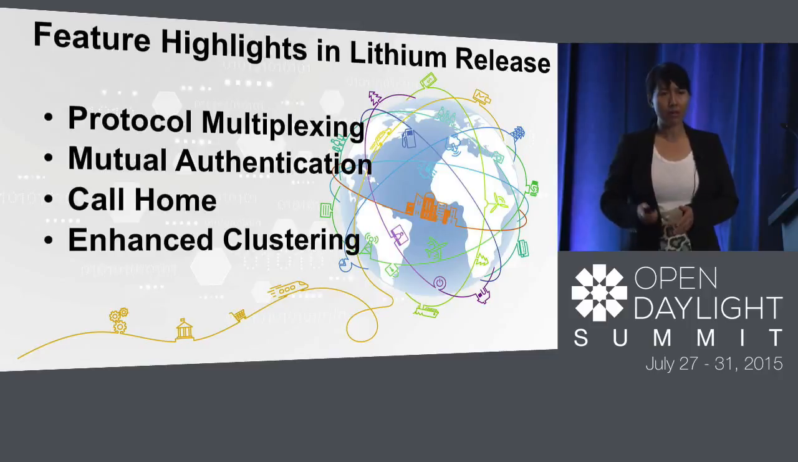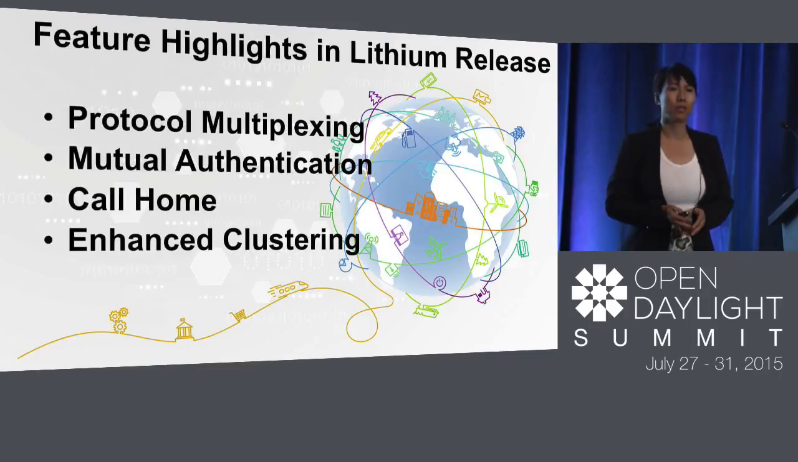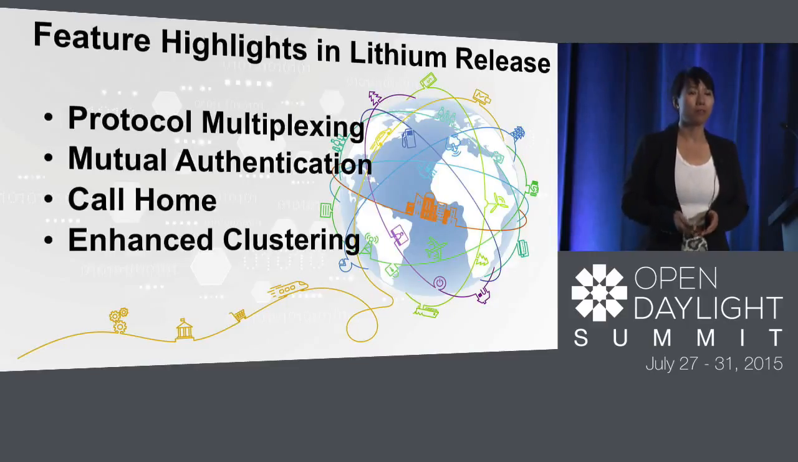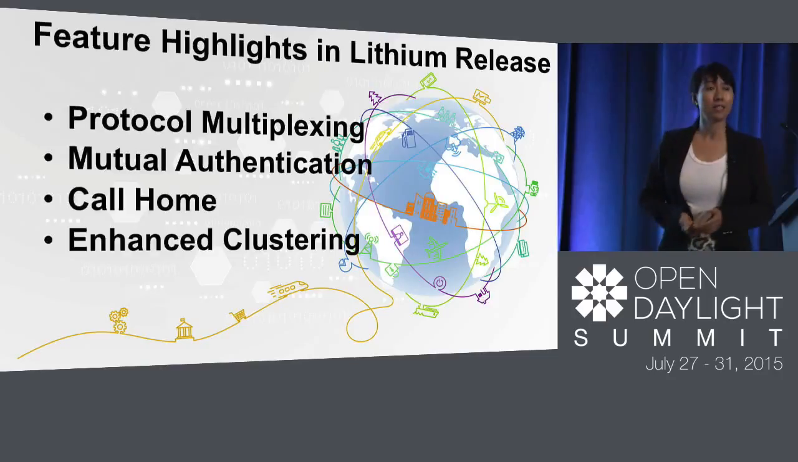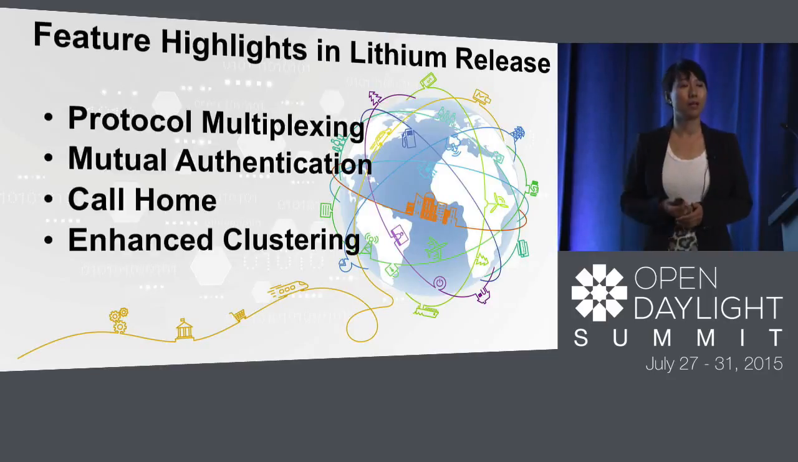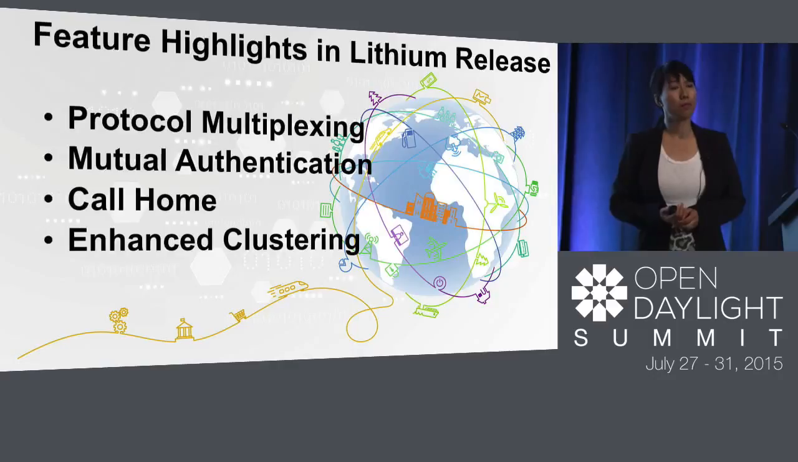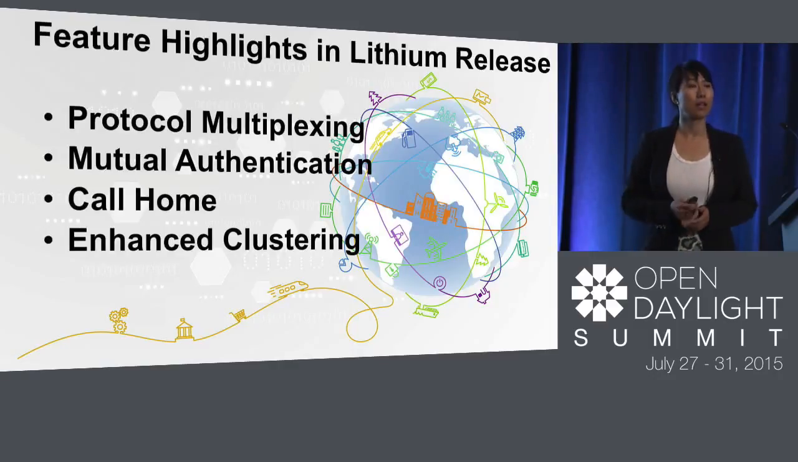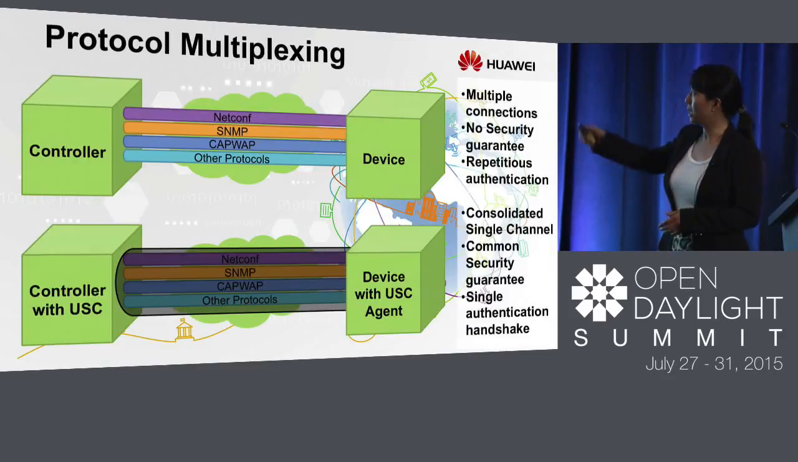And right now I also want to give a very brief overview of the features for the unified secure channel in the Lithium release. In the Lithium release, when you download it, you get the following four features. First one is protocol multiplexing, the second one is mutual authentication, the third one is call home, and also the enhanced clustering capabilities. So I could go through them very quickly.